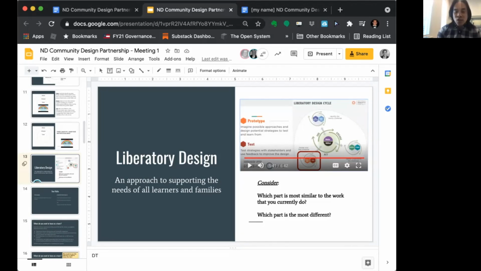I'm sure many of you solve problems every day in your work. And in what ways is this similar to the ways in which you solve problems? In what ways is it different? For example.